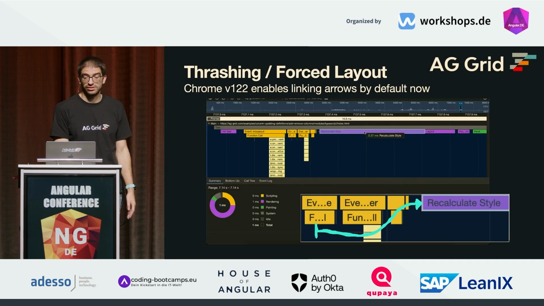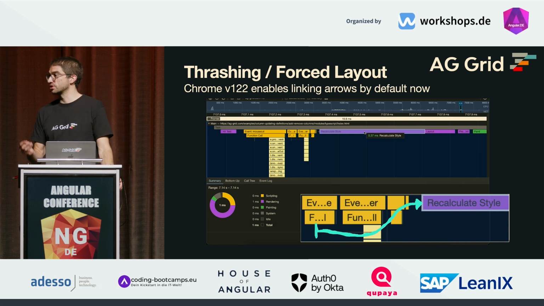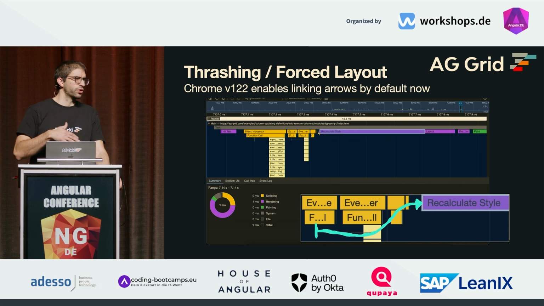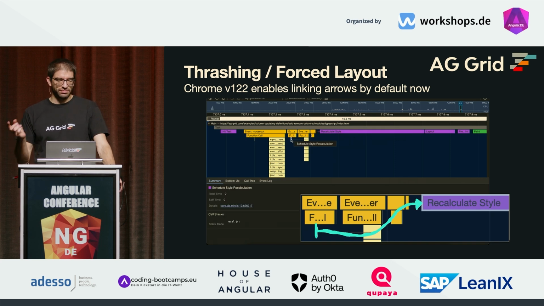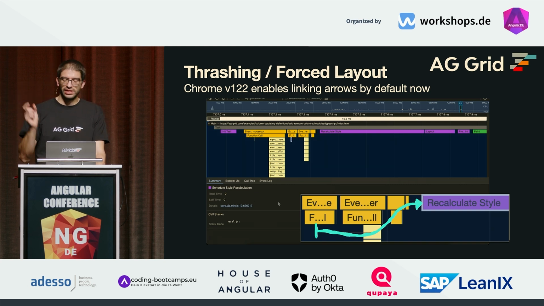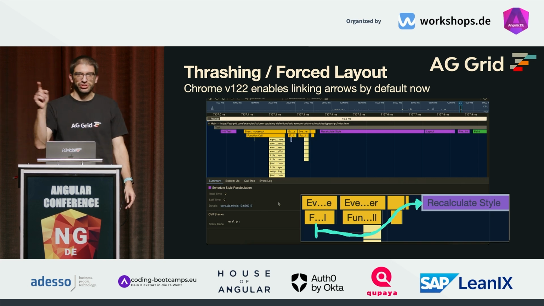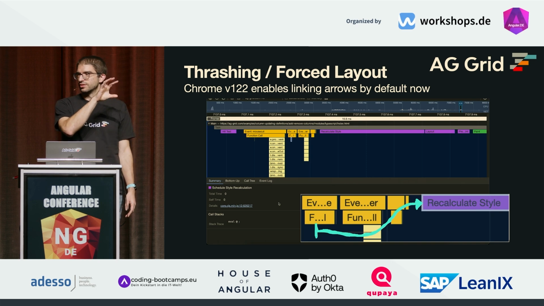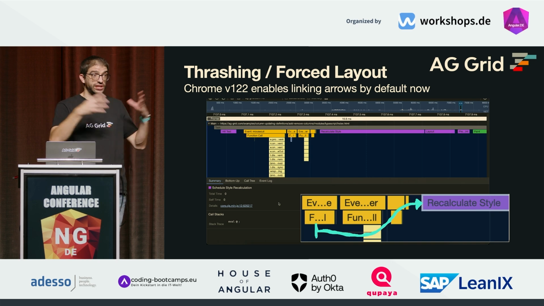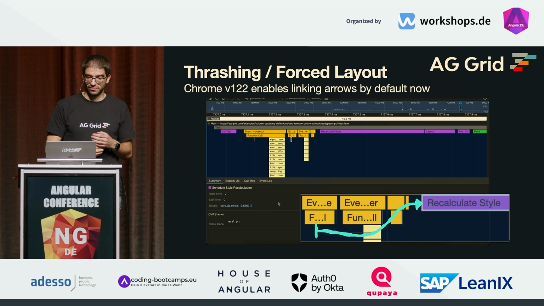Another thing which the browser dev tools here are quite good for showing you is thrashing or forced layout. And this got an improvement in Chrome version 122, which probably is ancient by now, is that you can click on these purple bars. So you'll have this purple bar called Recalculate Style. And there's this very thin arrow. It's not blue like I've drawn on there, which you can follow back and find the reason why the browser had to recalculate the styles for your app.